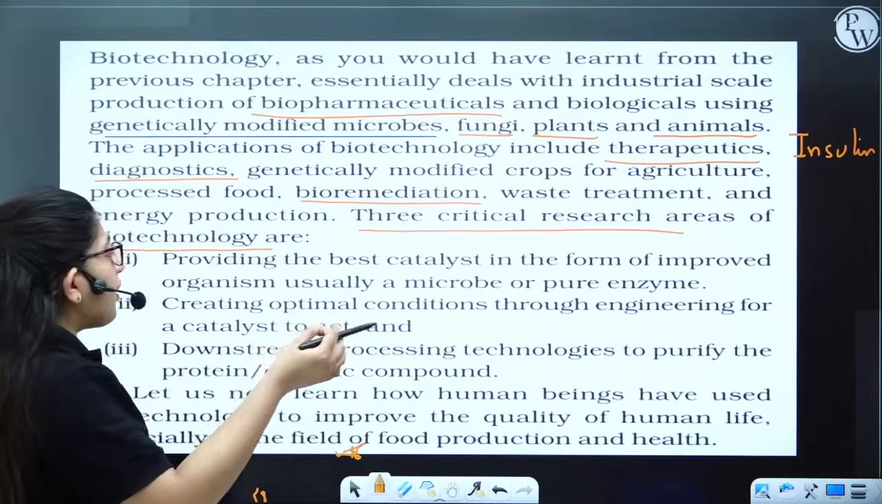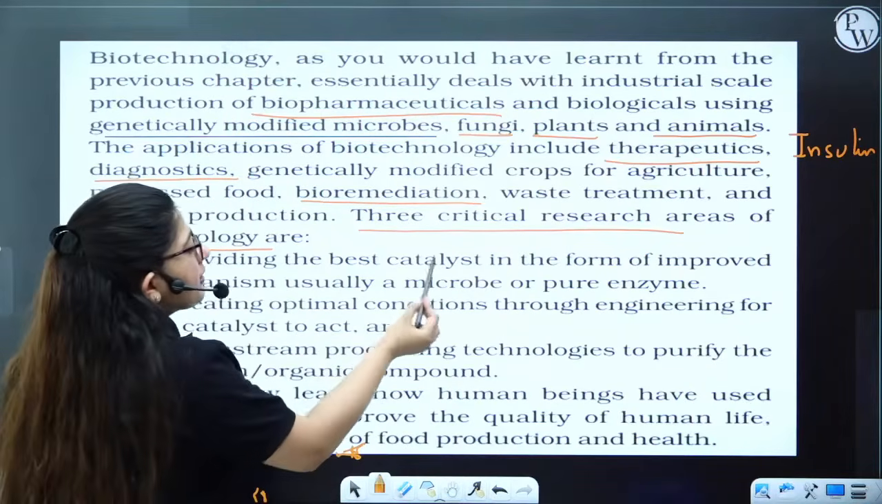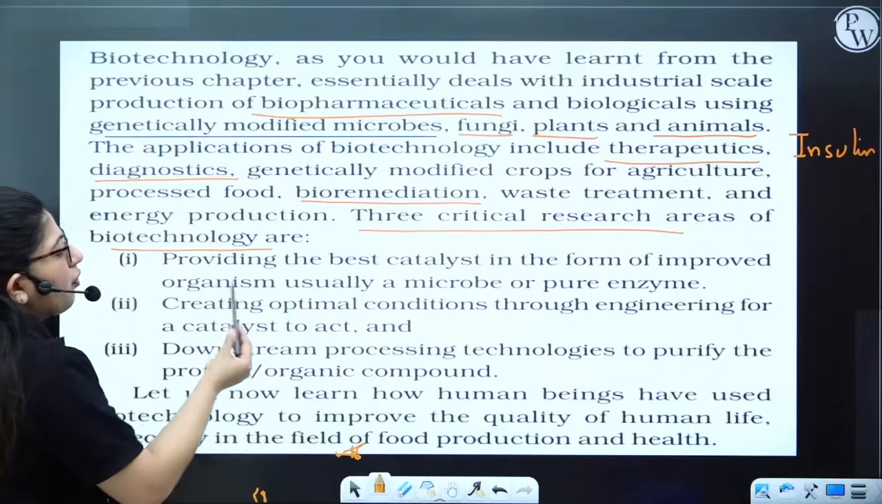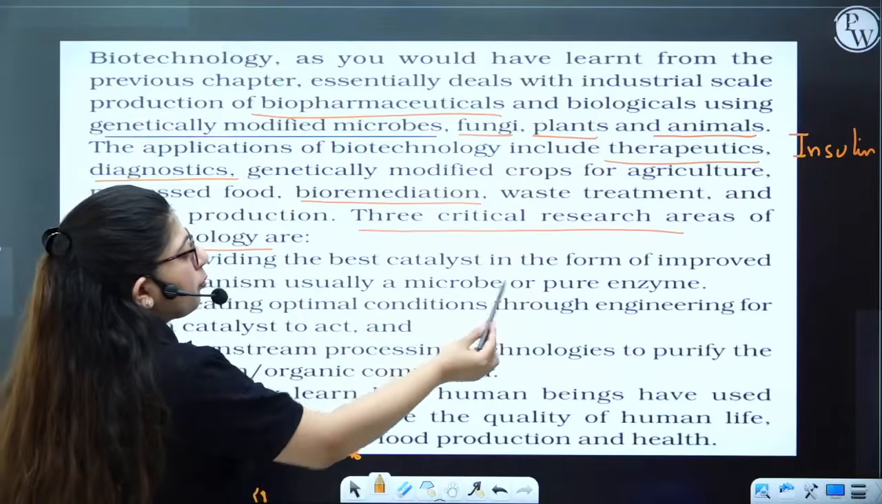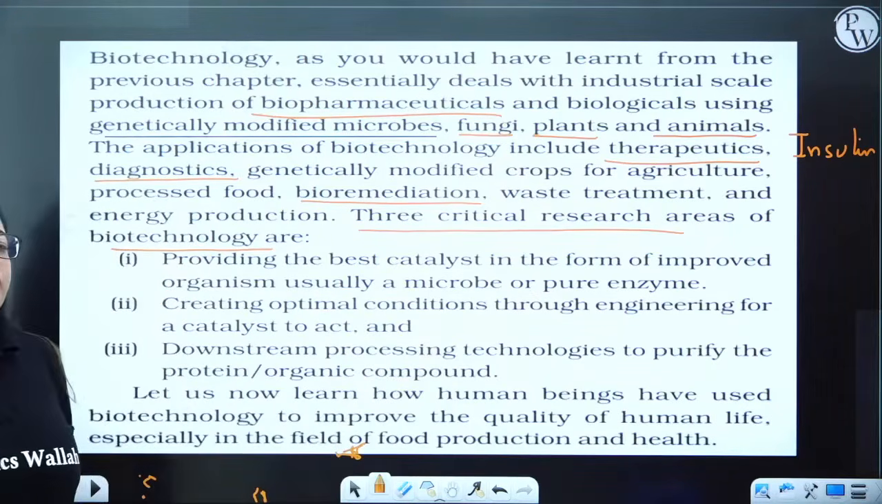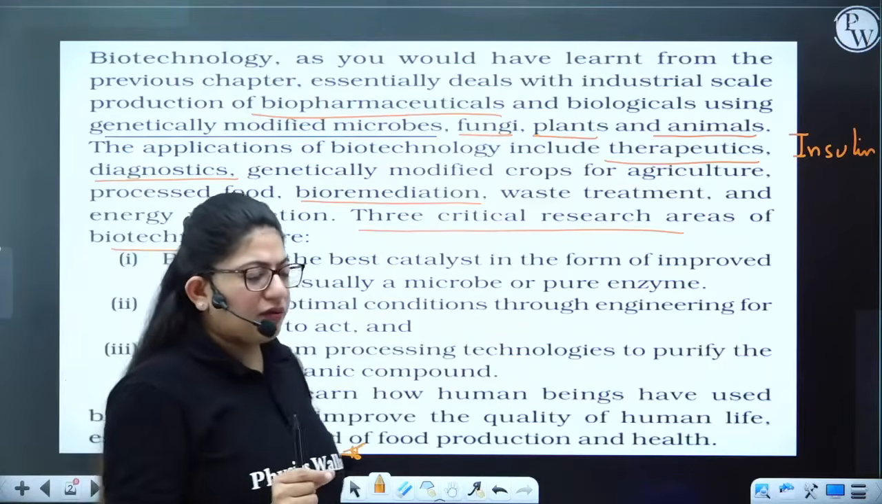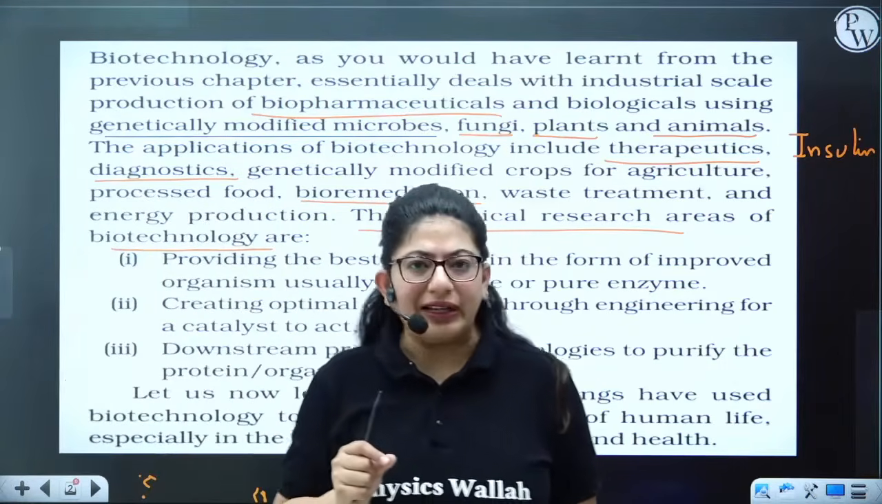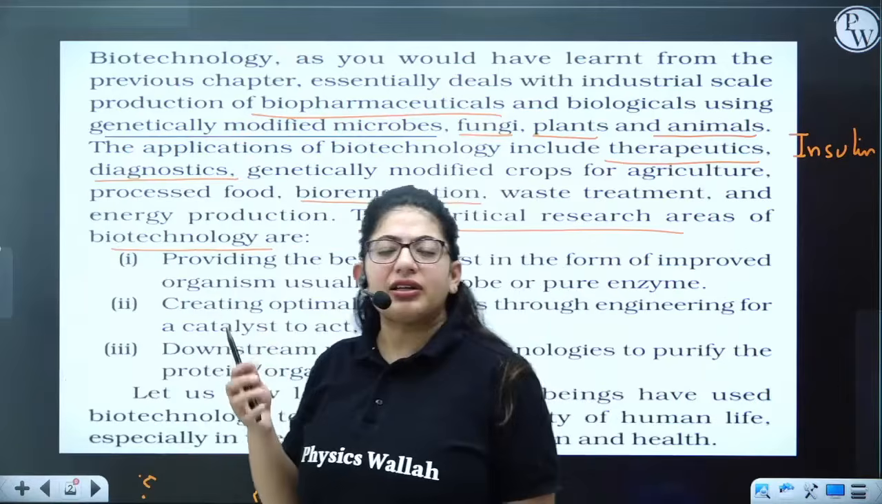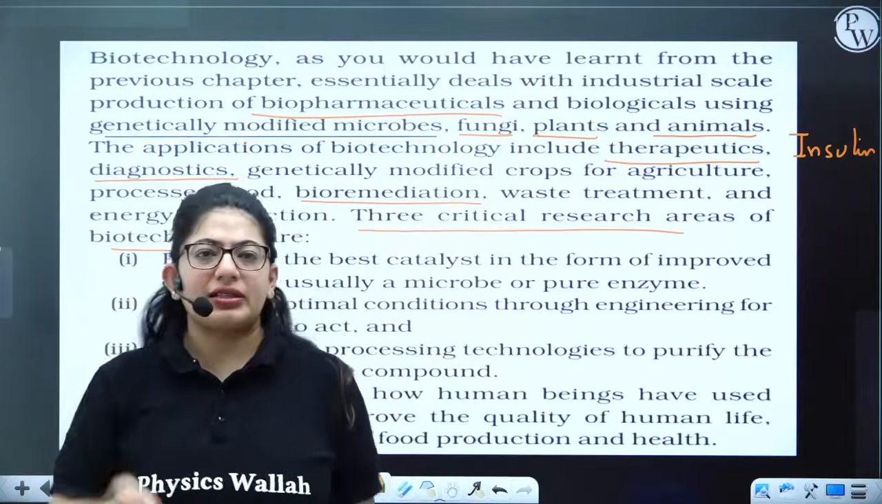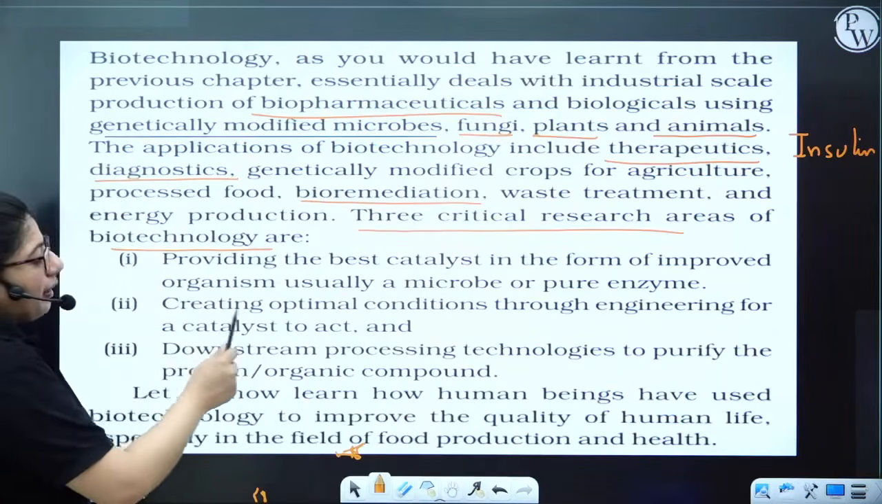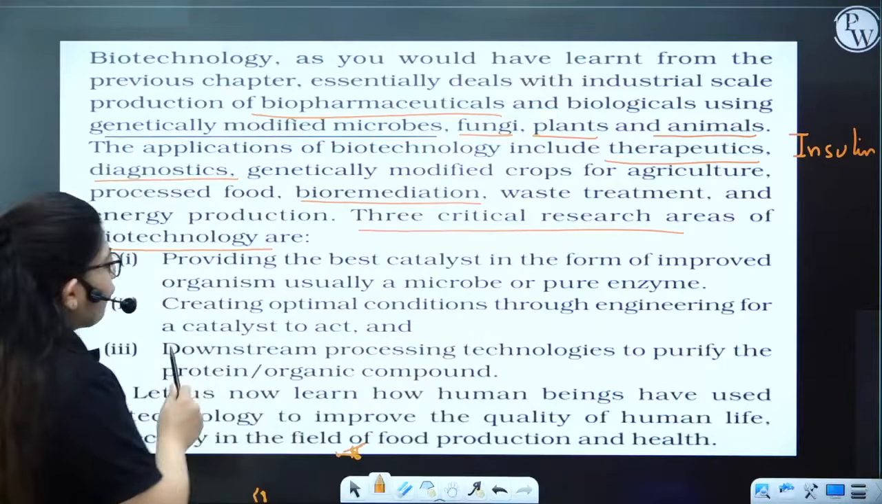Okay, so first is providing the best catalyst in the form of improved organism, usually a microbe or pure enzyme. So first thing is we should have better restriction enzyme and we should have better organisms to deal with. So if we have better catalyst, better organism, better things can be produced. Creating optimal condition through engineering for a catalyst to act.